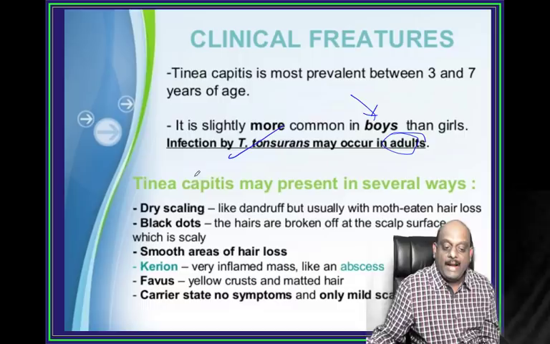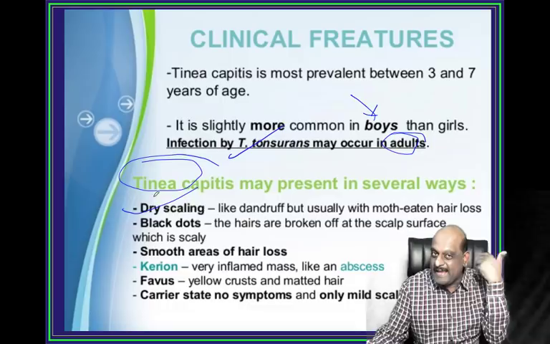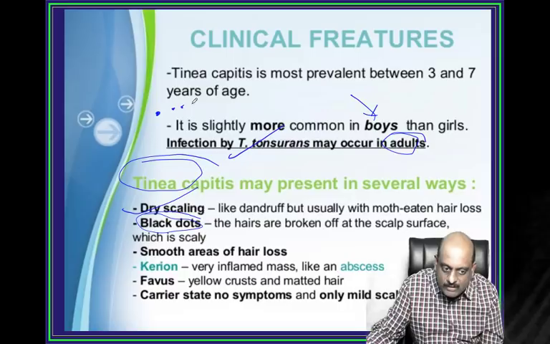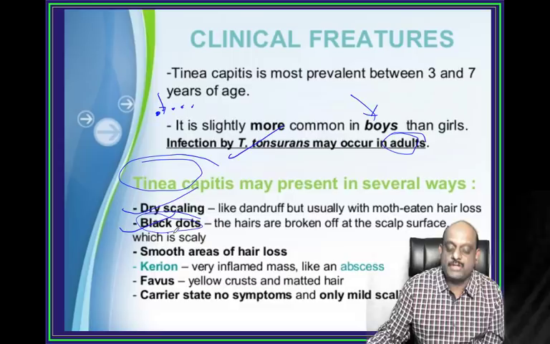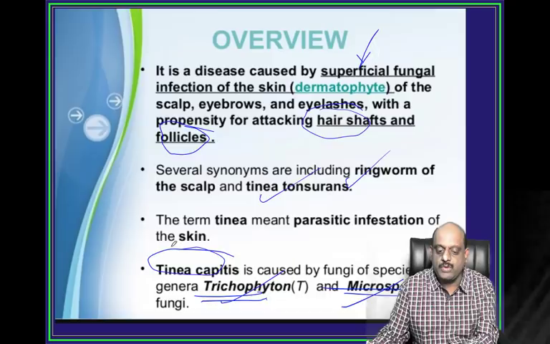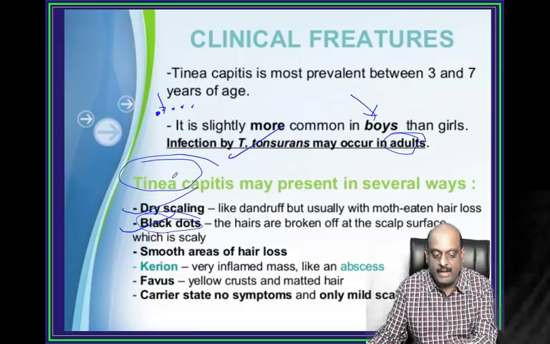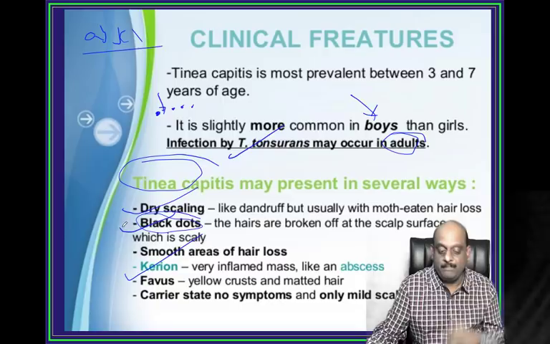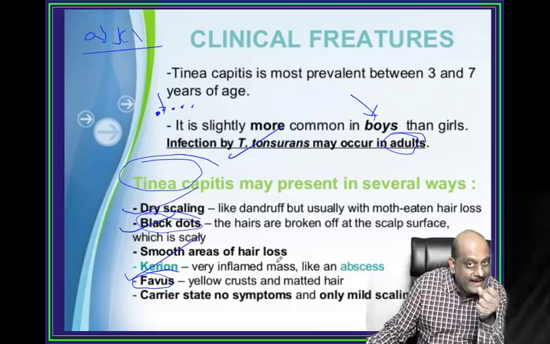It can present like a dry scaling dandruff; that is tinea capitis. Black dots: the hair will be broken down and it will leave one small black dot in the area from where the hair is arising. Then there are smooth areas of hair loss, as what you can see here. Then kerion. Kerion means an inflamed mass like an abscess in the scalp. Then favus. Favus is those yellow crusts of the matted hair. These are the various types of presentation.